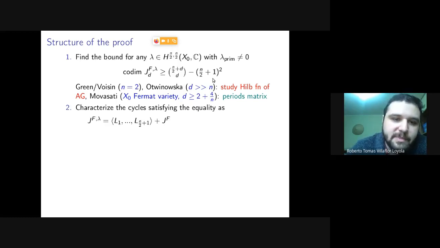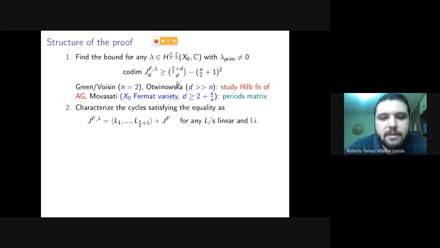So the second step is to characterize the equality. When you try to characterize the equality, you can show in a more or less natural way that the ideals satisfying this equality are necessarily of the following form. They have a part which is generated by linear equations, and the rest is the usual Jacobian ideal. So the only thing is that you produce these linear equations and they are linearly independent.